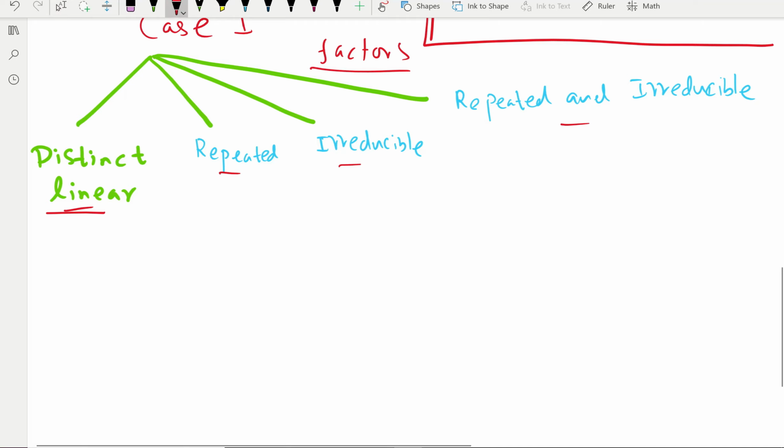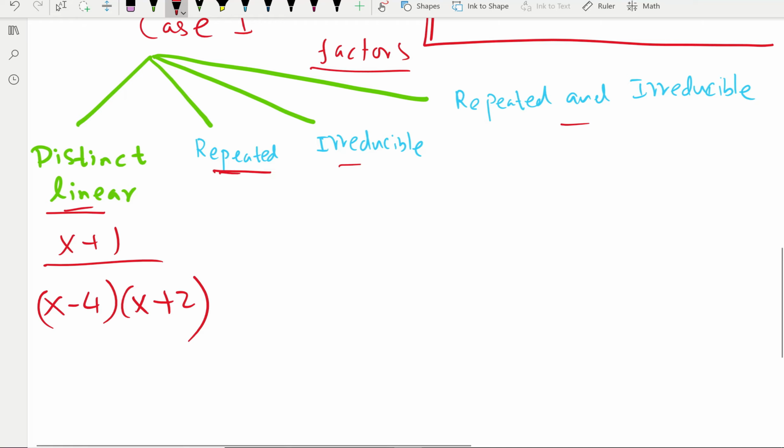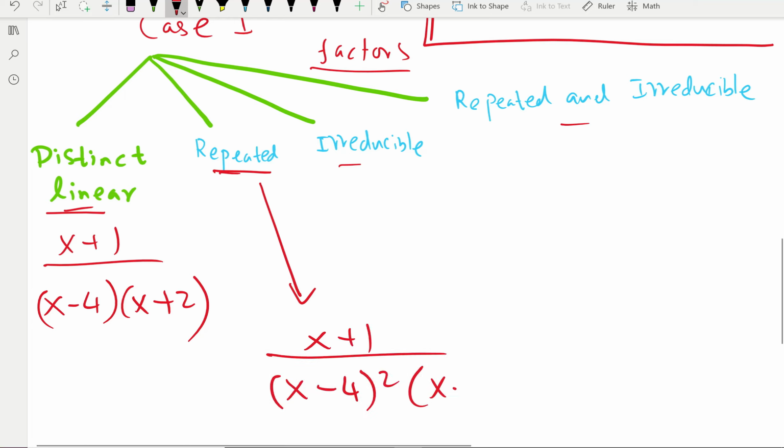So here we have, I can't remember what I had in the numerator, but this is an example where you get distinct linear factors. Now then, what are non-distinct linear factors? Well, non-distinct factors means repeated factors. So let's think about repeated factors. It means a factor is repeated. So let me write an example here. X plus 1, how about x minus 4 squared times x plus 2?